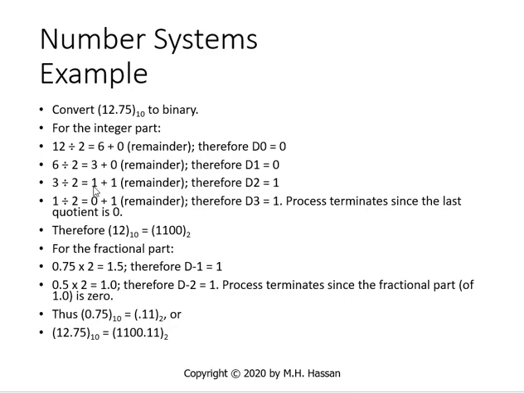We are not finished yet. We will take the 1 divided by 2, you will get 0, the process will terminate, and the remainder is 1, therefore d3 is 1. So the process terminates since the last quotient is 0. Therefore, 12 decimal equals 1100 binary.